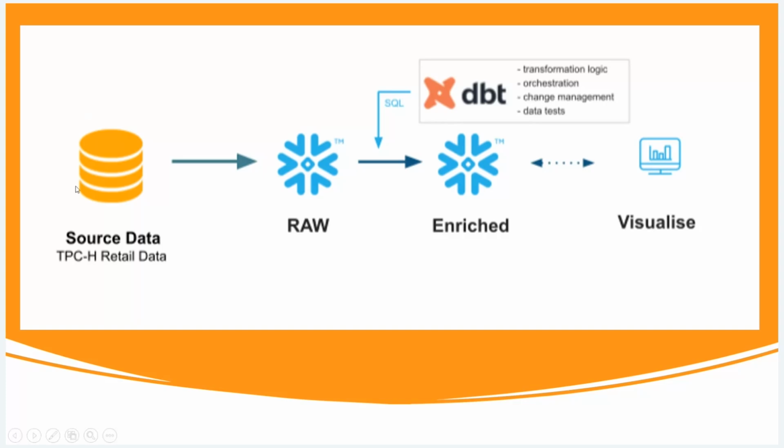For example, this is the source data we are having. In this source data, we are having the employee. Where does the source data come from? The source data is present in Snowflake, not in the AWS, right?